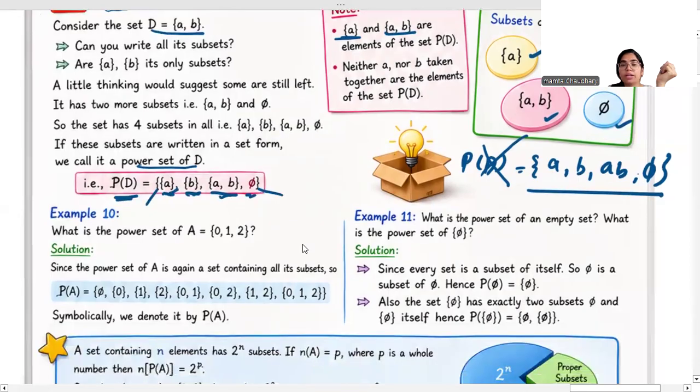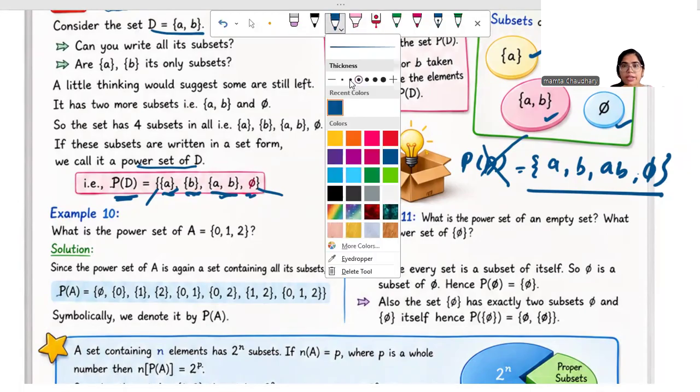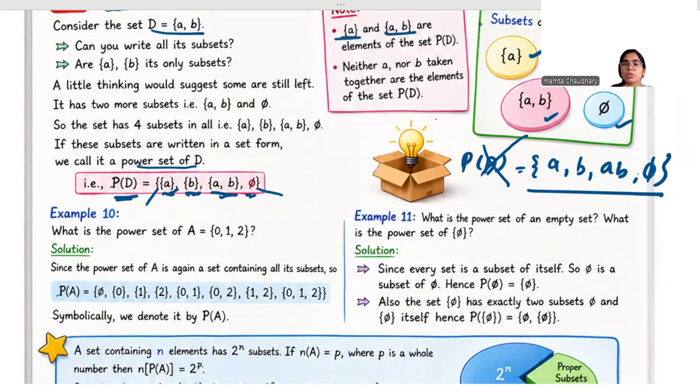Let's take one example. Here A, its elements are 0, 1, 2. Right? Now we have to form its subsets. So what we can write? First of all phi. Then we can take single elements. Element 0, so one set. 1, another subset. 2, another subset.